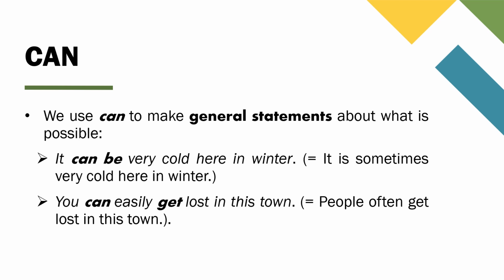We use can to make general statements about what is possible. For example, it can be very cold here in winter. This means that it is sometimes very cold here in winter. You can easily get lost in this town. This means that people often get lost in this town.